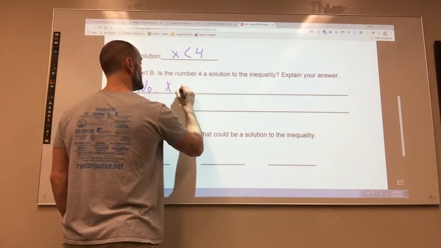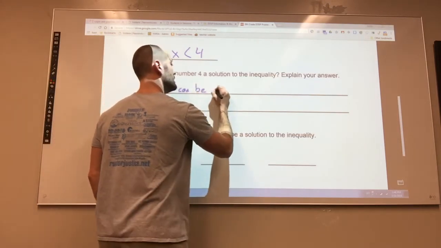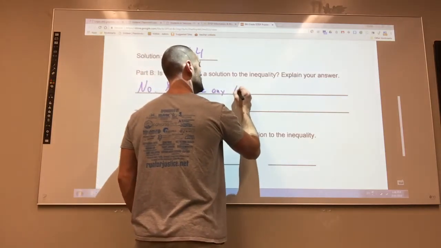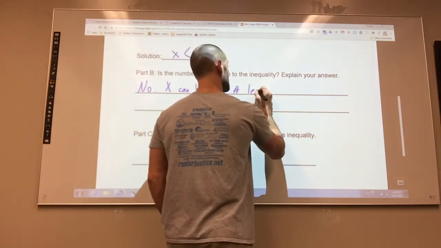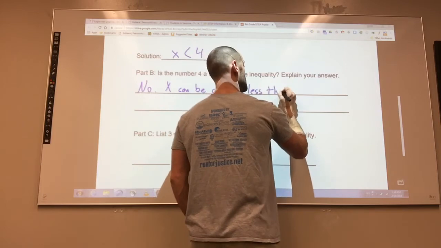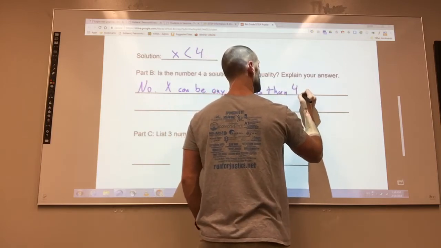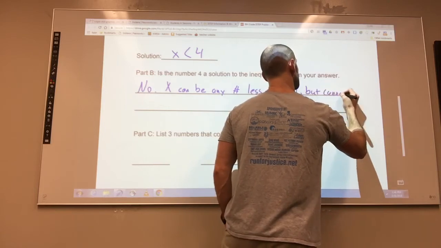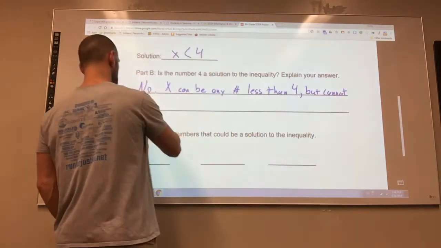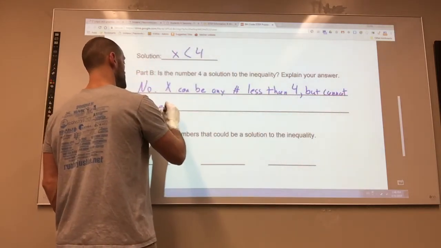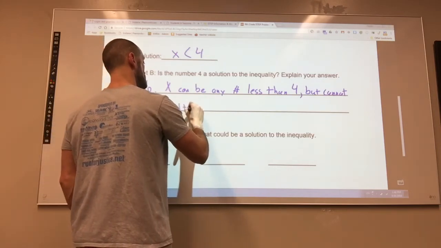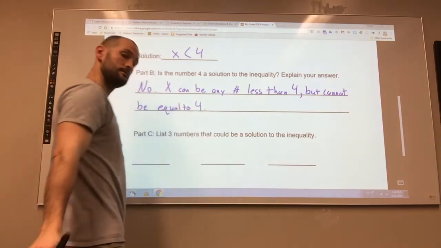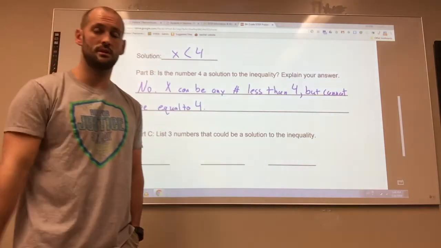x can be any number less than 4, but cannot be equal to 4. It's a basic, simple explanation.